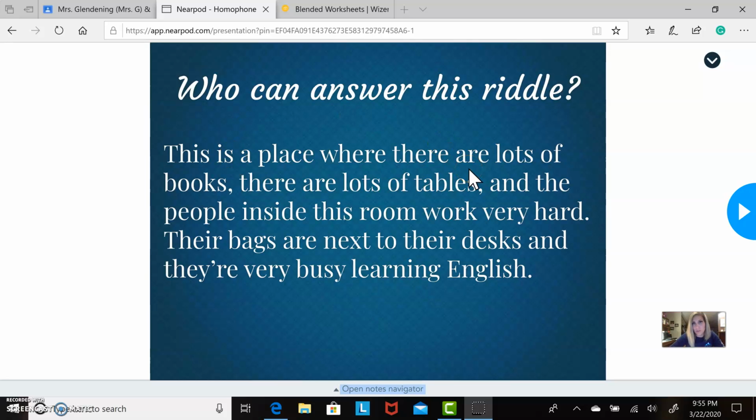Remember, this week we are starting with homophones, so we are going to start by reviewing. We will take a look at the PowerPoint that we looked at a few weeks ago. So who can remember this riddle?